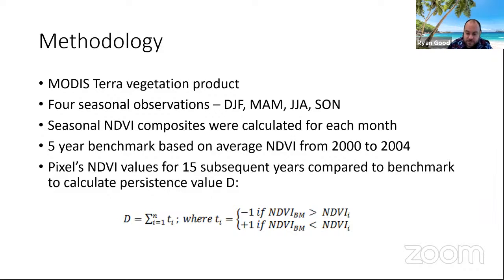The persistence metric value, D, counts the difference between the number of years with NDVI observations larger and smaller than the benchmark. Thus, the persistence value of a pixel was calculated using the equation you see there on the screen. The persistence values are calculated independently on a pixel and season level, and this results in 4 different persistence products, one corresponding to each of the 4 boreal seasons through the year.